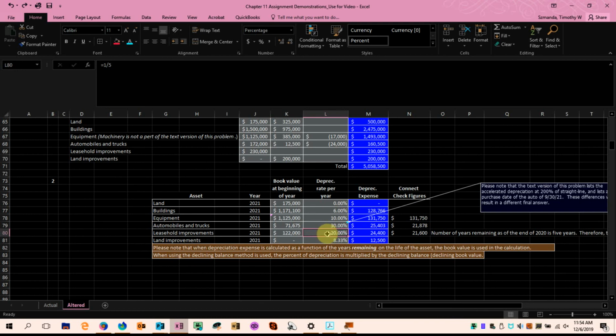1 divided by 5 is 20%. 20% of 122, the book value, cost less accumulated depreciation at the beginning of the year, gives 24,400 using my numbers. The actual number you will arrive at is 21,600 because this 122,000 using my altered data will actually be 108,000. So if I change this to 108,000, it changes to 21.6, which is your answer. And then back to my altered data.